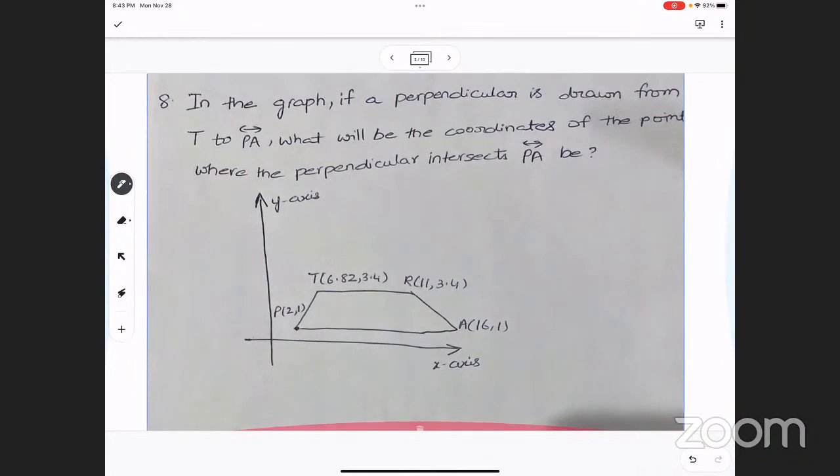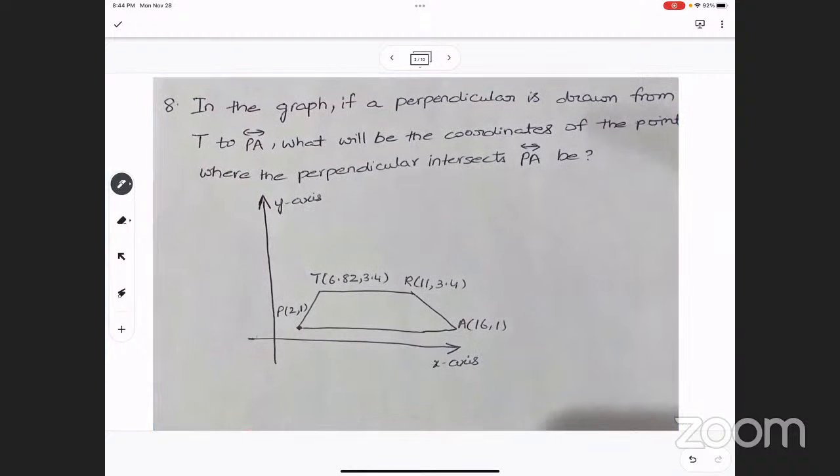All right. So this says in the graph, if a perpendicular is drawn from T to PA, so that means they drop it straight down. Okay. So that's your perpendicular. Let me change the color on that. What will be the coordinates of the point where the perpendicular intersects PA? So they're asking for what this point is right here.